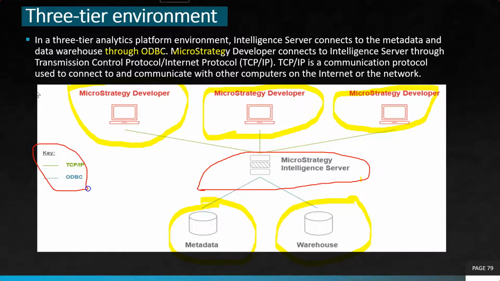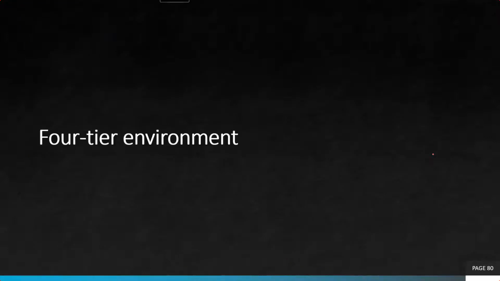You also remember that when the intelligence server comes into the picture, there is obviously a TCP/IP protocol which must be enabled between your servers, so that they can communicate with each other without any issue. And obviously the ODBC connection must be installed before you make the communication and configure your project and project source. So let's see how the 4 tier looks.